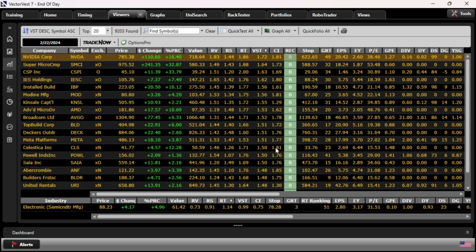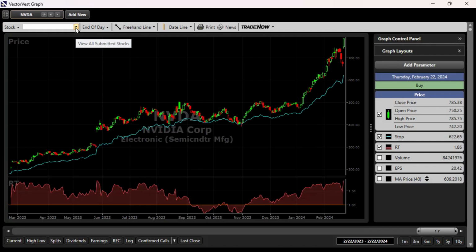So once you've sorted and/or cherry-picked from the stock viewer, Dr. DeLito suggests the next thing you want to do is take a look at a graph. And particularly for prudent investors, we want to favor stocks with persistently rising price and earnings patterns. We call this technique VectorVest Simple. So I'm going to come up to the top of the list. I'm just going to click Graph All.